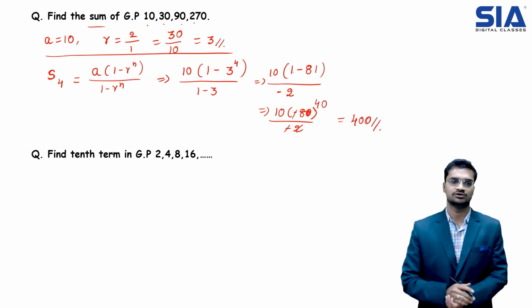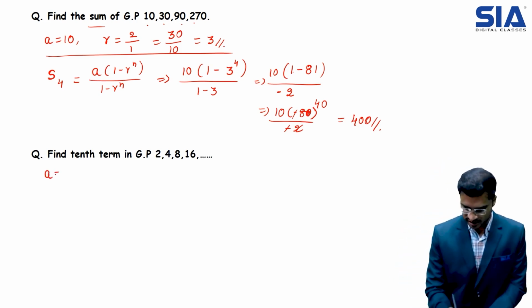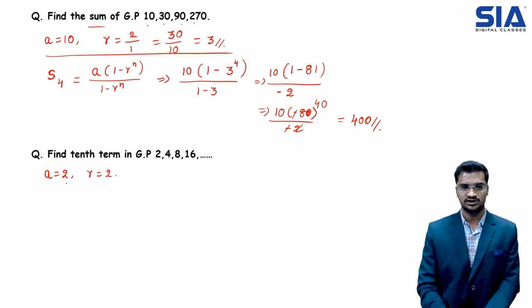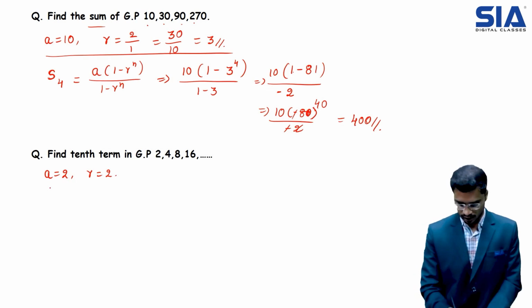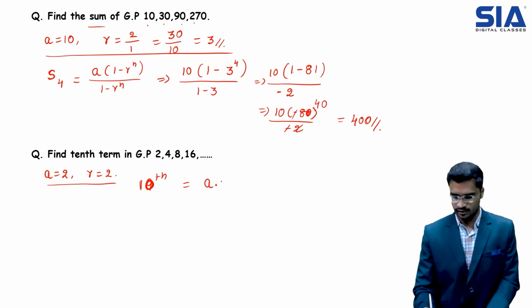Now coming to the next question, which is to find the 10th term in this geometric progression. In this geometric progression, A is 2 and the common ratio is 4 upon 2, that is also 2. The first term is 2 and the common ratio is also 2. Now we have to find the 10th term. So the 10th term is A into R to the power of 10 minus 1.